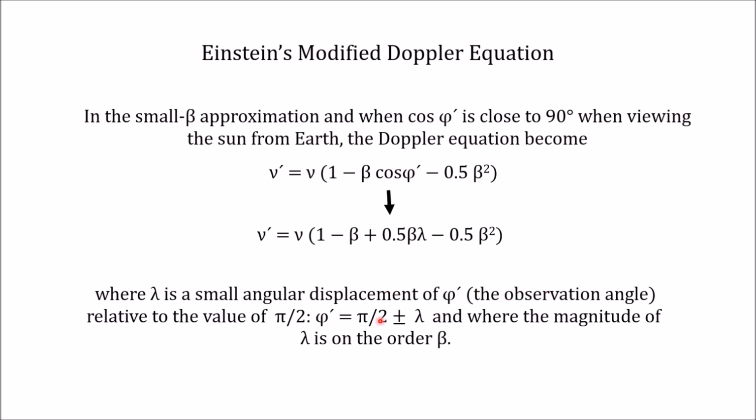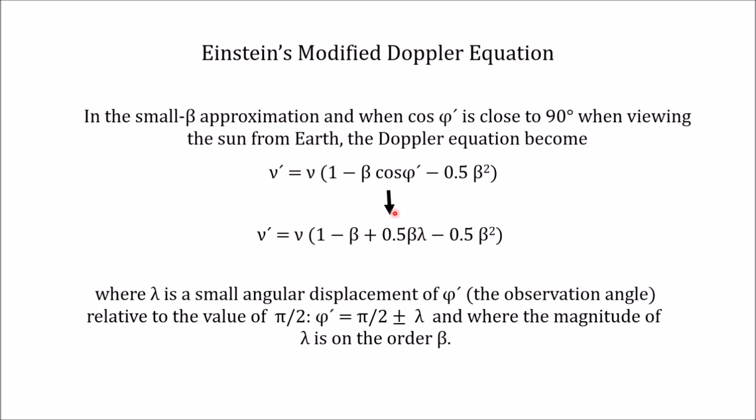observation angle, we can find that angle with respect to the center where phi prime equals pi over 2. And we then have, when we convert this equation in cosine phi prime to a new parameter called lambda, which is a small angular deviation relative to the 90-degree position, what we find is that this deviation is on the same order of magnitude as beta.